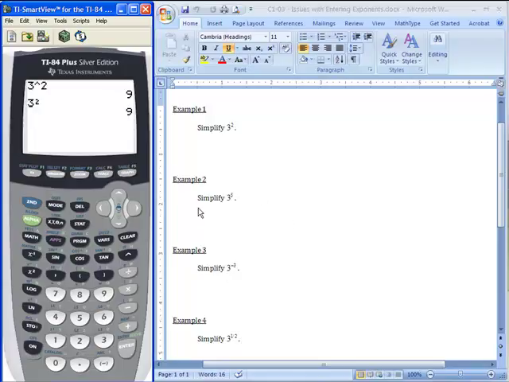Okay, let's look at example 2. Here we are asked to simplify 3 to the 5th. Very similar to the previous example, except here we don't have a shortcut key. So we're going to have to press 3 first for the base, and then the power key, and then 5. We can read that as 3 to the 5th. And we'll press enter, and the calculator will take 3, multiply it by itself a total of 5 times, and get 243.